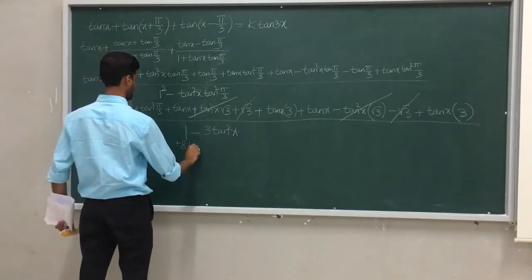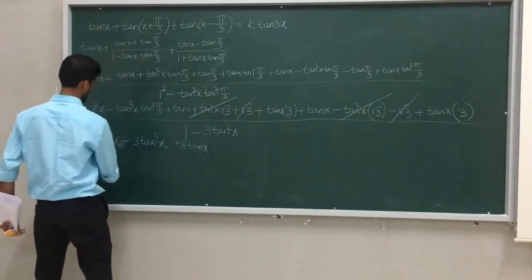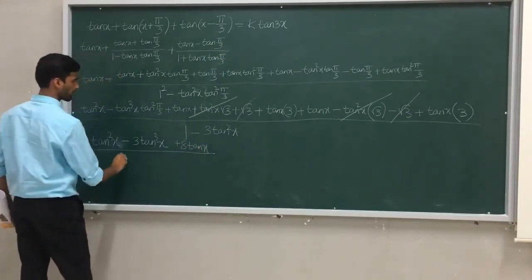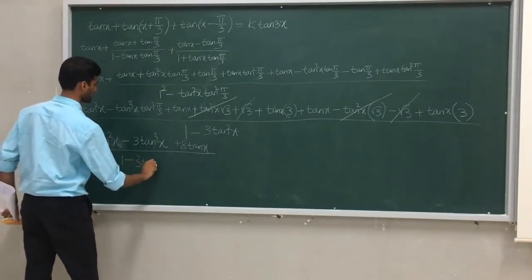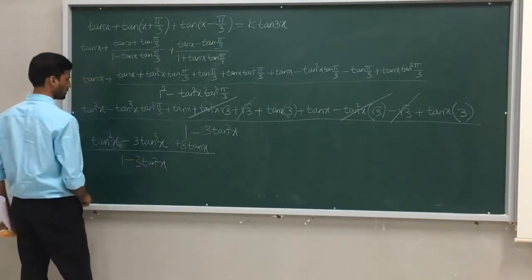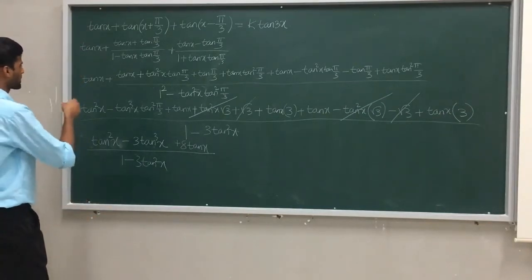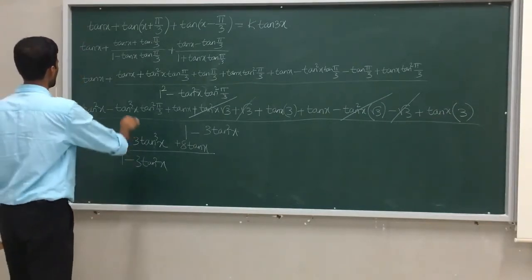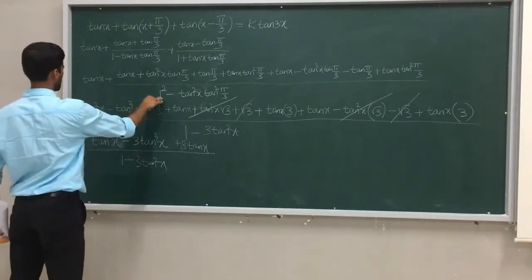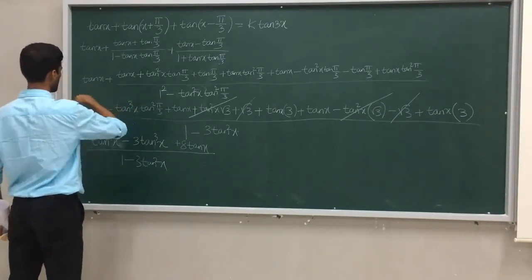Okay, divided by 1 minus 3 tan square x, right? So we will do something here. We'll check once again where we made a mistake. It should come somewhat different now. Okay, let me check tan square x. Yeah, so it is okay.